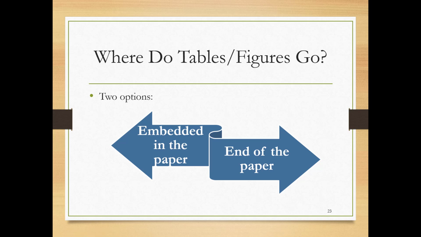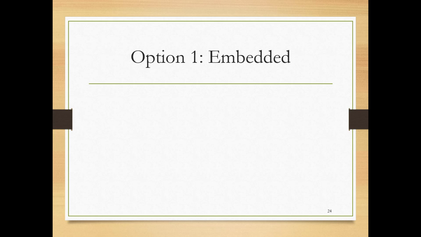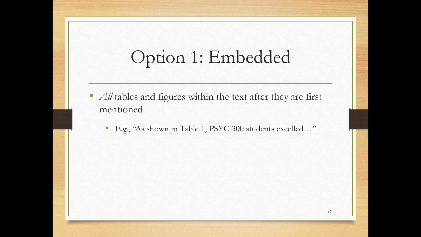Now, the first option is to embed them in the body of your text. And so if you do that, then all the tables and figures that you have for the paper will go into the body of your paper. And they will be shown right after they're first mentioned. Now, right after you mention them, but not necessarily right after that particular sentence where you mention it, and you want to make sure that you mention your table by number.